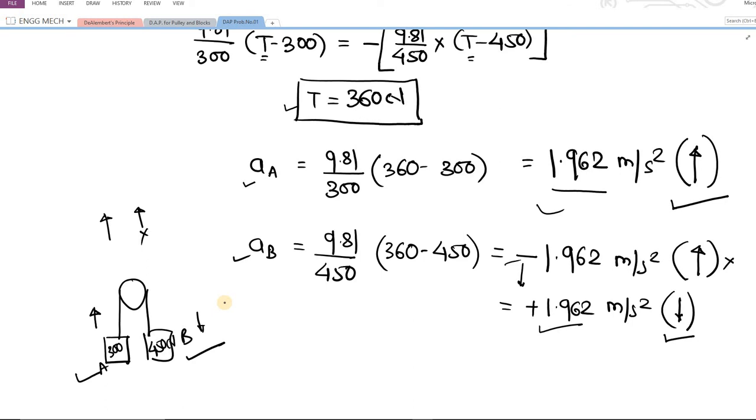Okay, so this was a simple, very typical problem regarding pulley block type problems for D'Alembert's principle. We will see a more complex problem with 2, 3 pulleys and 3, 4 blocks in the next lecture. Till then, take care.